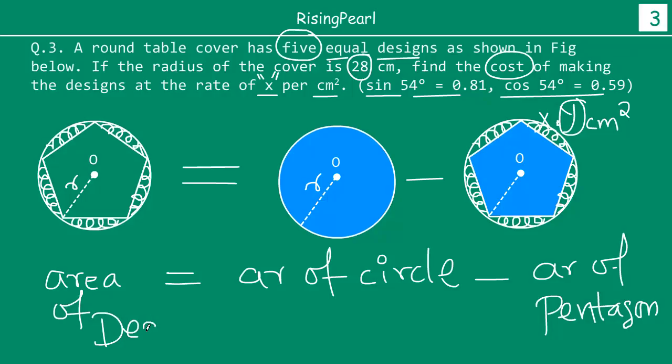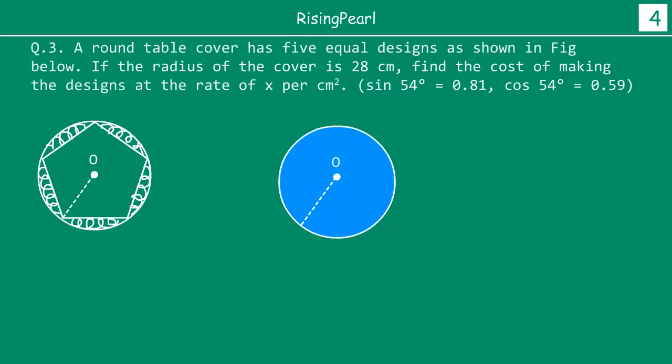And once we find this out, we are going to simply multiply this with X to find out the cost. So now friends, let's clean this up and let's look into it. So now the area of the circle, clearly, which is the area of the round table cover.